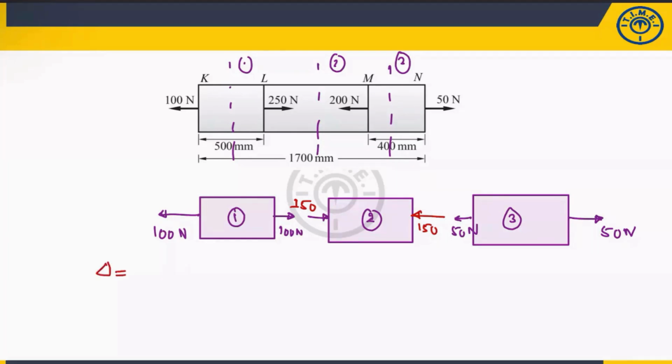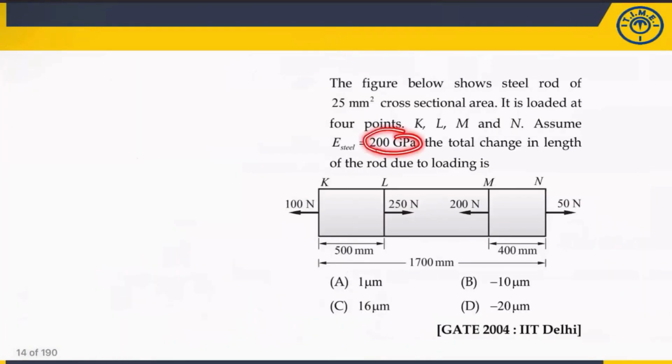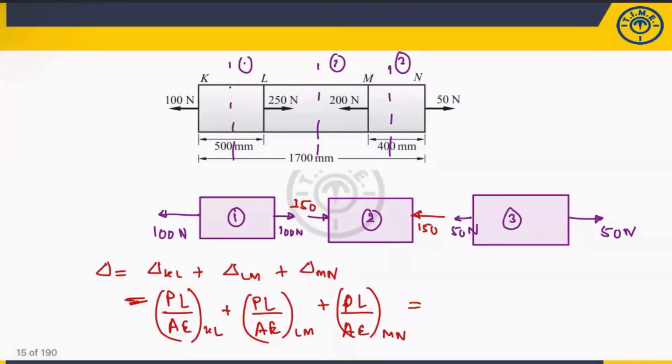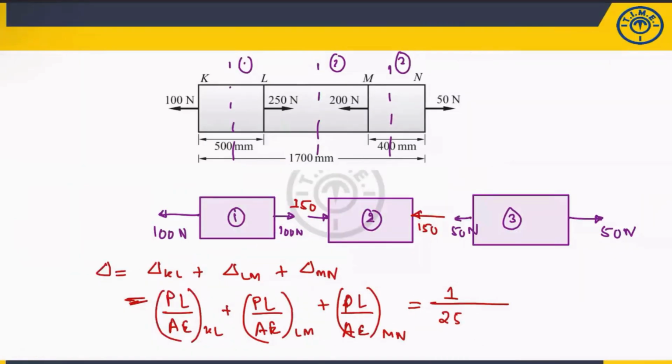What you will do is change in deformation. Total change in deformation is deformation of KL, deformation of LM, deformation of MN. Can I write PL by AE for the KL section? Similarly PL by AE for the LM section, and PL by AE for the MN section. This you have to calculate. Now what I will do, area and Young's modulus are constant, so I will take them outside. So 1 by area. Area is nothing but 25 and E is 200.